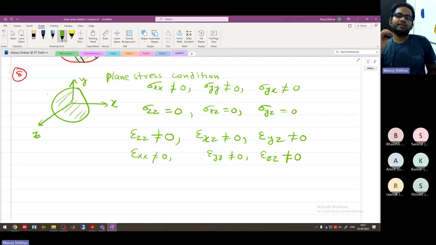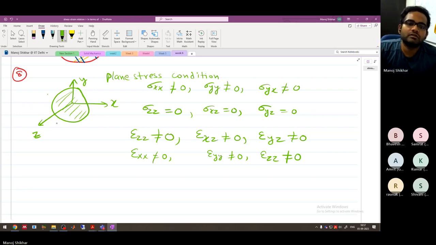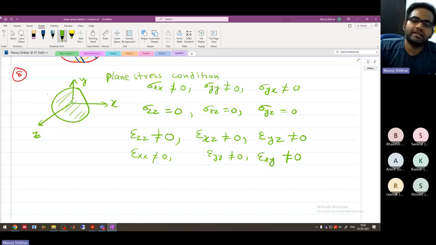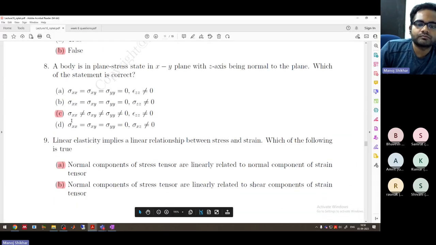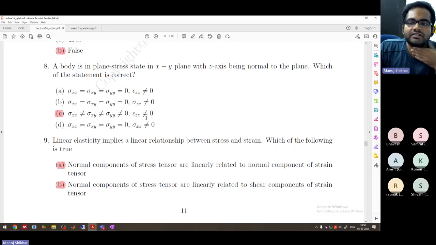If it was a plane strain condition, then the out of plane components of strain would have been zero, but in that case all 6 components of stress may have been present. So keep this in mind and do not make this mistake. According to this, which option is true? Sigma XX, sigma XY, and sigma YY are not equal to 0, and epsilon ZZ is not equal to 0. So this option is correct.